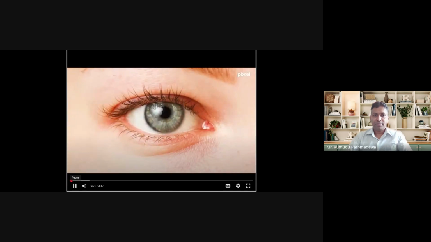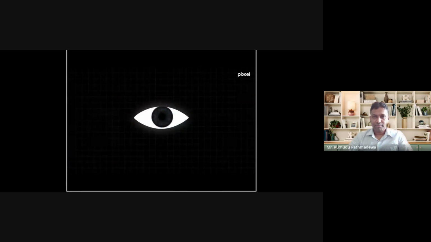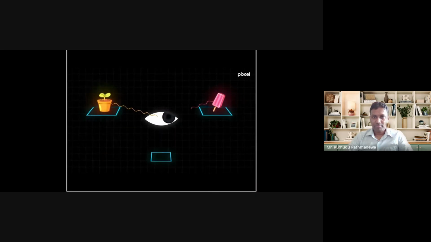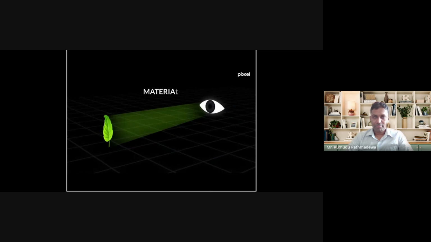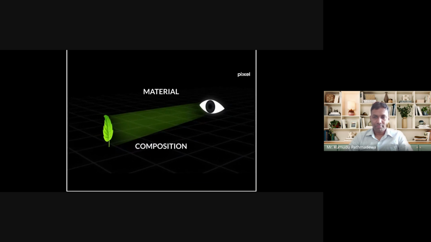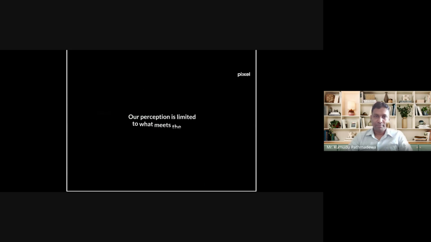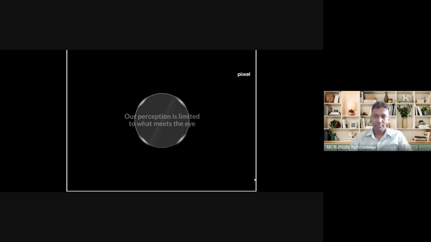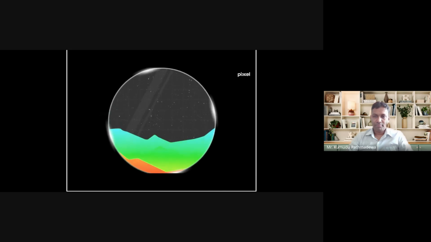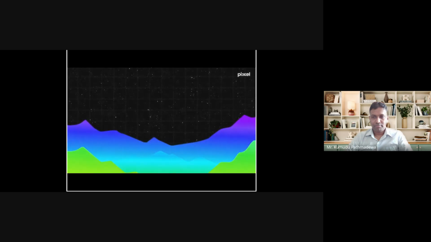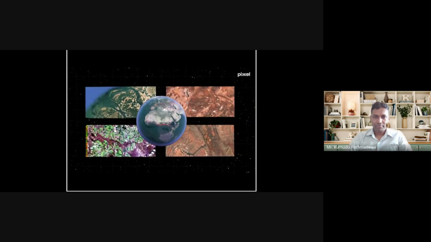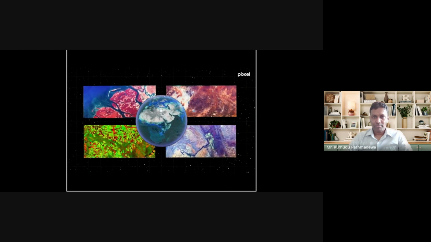When we see the world around us every day, we are able to recognize most of the things by their color. This is because our eyes can sense the reflected light from any given object and can get a rough idea of the material and composition of the object. However, our perception is limited to what meets the eye. To truly unravel the depths of our world, we must see the world through a different lens, and that is hyperspectral imaging.